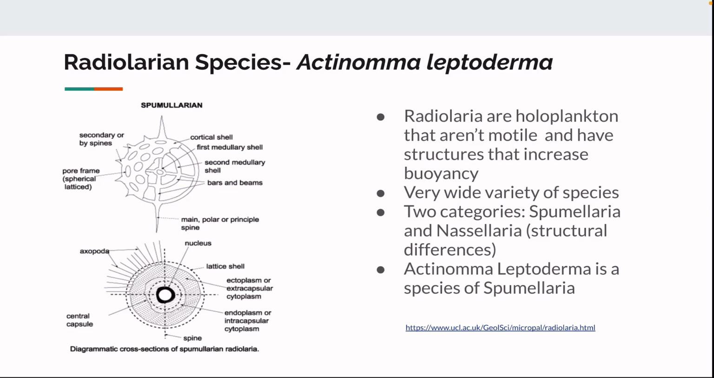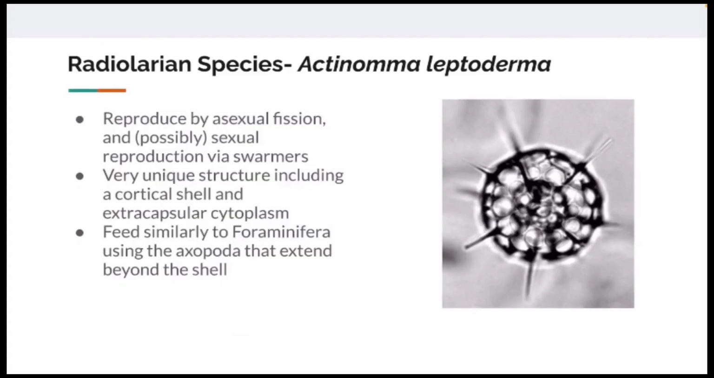Actinomeleptoderma is a species of Spumalaria. They reproduce by asexual fission and possibly sexual reproduction via swarmers, but people are unsure about this. They have a very unique structure, including a cortical shell and extracapsular cytoplasm, which extends beyond the shell. It's used for feeding, and they feed similarly to Foraminifera, using the axopoda that extend beyond the shell.